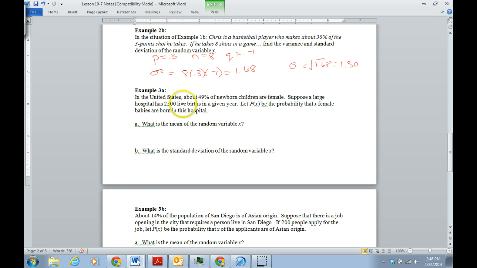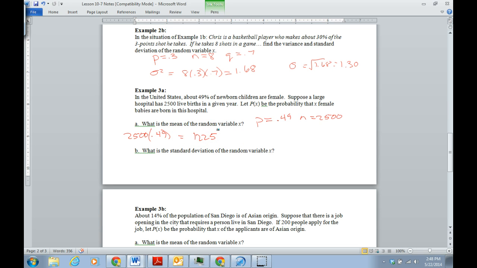Okay. Example 3A. In the United States, about 49% of newborn children are female. Suppose a large hospital has 2,500 live births in a year. Let P of X be the probability that X female babies are born in this hospital. And that would just be 49% times 2,500. So p is equal to 0.49, n in this case is 2,500, and if you multiply those together, you end up with 1,225.